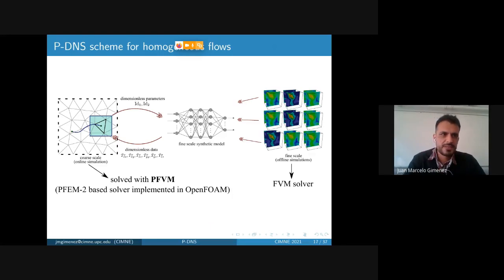The pseudo-DNS scheme for homogeneous flow is briefly shown here. In the fine scales, the offline simulations, we use a standard FEM solver. In the coarse scale, we usually use a solver like PFVM, from particle finite volume method. That is a PFEM2 based solver, but using finite volumes instead of finite elements, and it is implemented in OpenFOAM. All the methodology presented here is implemented in OpenFOAM. So the coarse scale sends the ID1 and ID2 to the fine scale and receives the 6 components of the stress tensor.